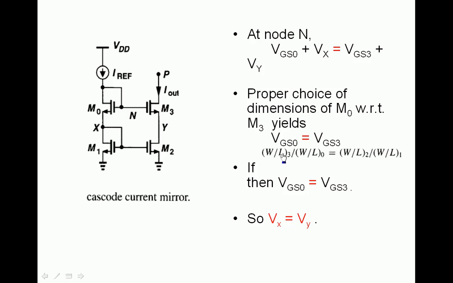What is the condition for that one? This is the condition. If the aspect ratio W by L of M3 and M0, and of M2 and M1, are the same, then VGS0 is equal to VGS3. VGS0 is equal to VGS3 is satisfied only when the ratio of M3 and M0 and the ratio of M2 and M1 are the same. Remember that one. Then we can conclude Vx is equal to Vy, so that we are removing the channel length modulation effect. So with proper choice, if you maintain the condition VGS0 is equal to VGS3, which gives Vx is equal to Vy, that eliminates the channel length modulation effect, first one.